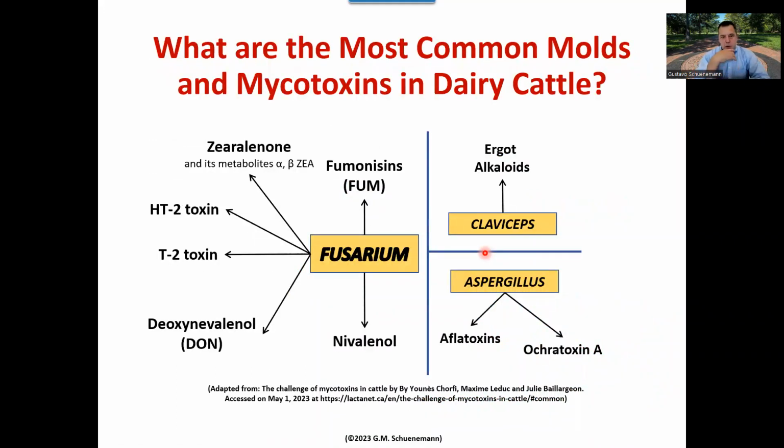When you look at the most common molds and mycotoxins in dairy cattle, there are several molds, and perhaps one of the biggest groups is the Fusarium group. They are able to produce a number of mycotoxins, and we measure a number of them: fumonisin, the T2 toxin, deoxynivalenol or DON, and nivalenol.